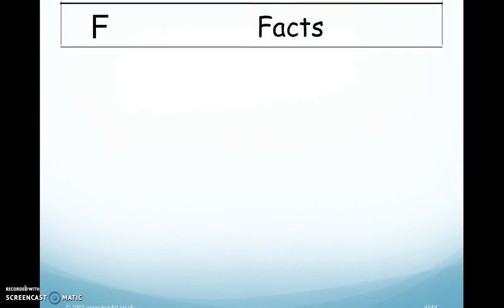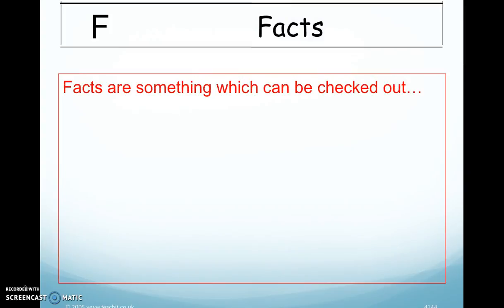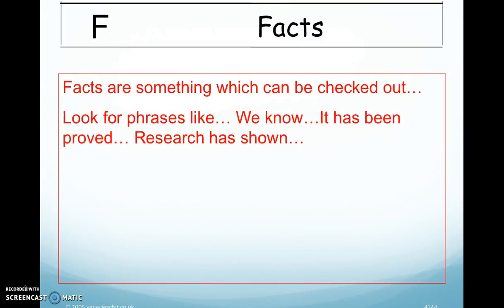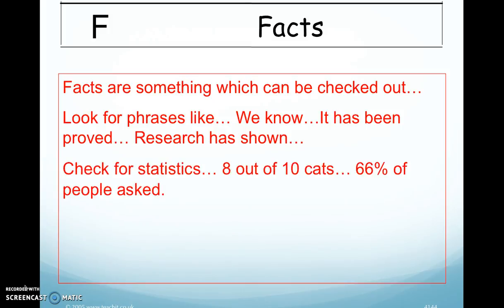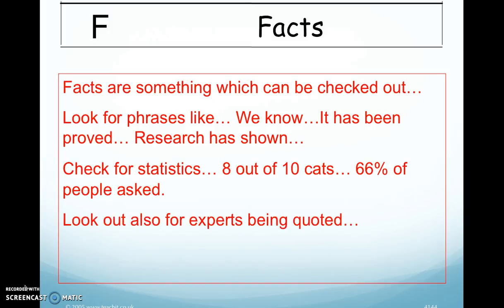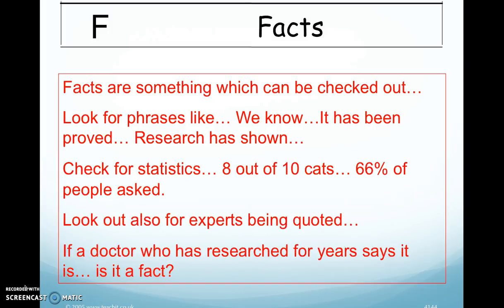So F is for facts. This one's pretty self-explanatory. Facts are things that can be checked out. So look for phrases like we know, it has been proved, research has shown. Statistics are often a sign that facts are being used as well. Experts being quoted. But remember that, like anything else, facts can be spun to suit the speaker or the writer and to suit their agenda. So as it says at the bottom there, if a doctor has researched it for years, says it is, does that make it a fact?